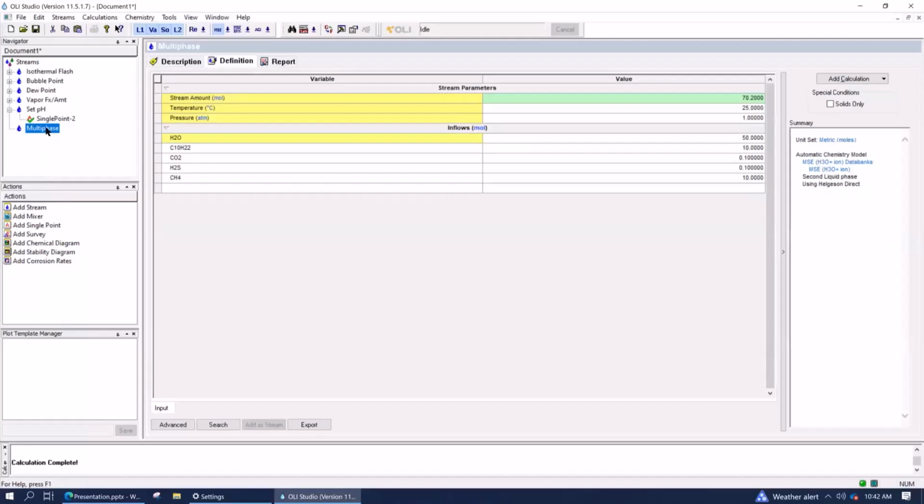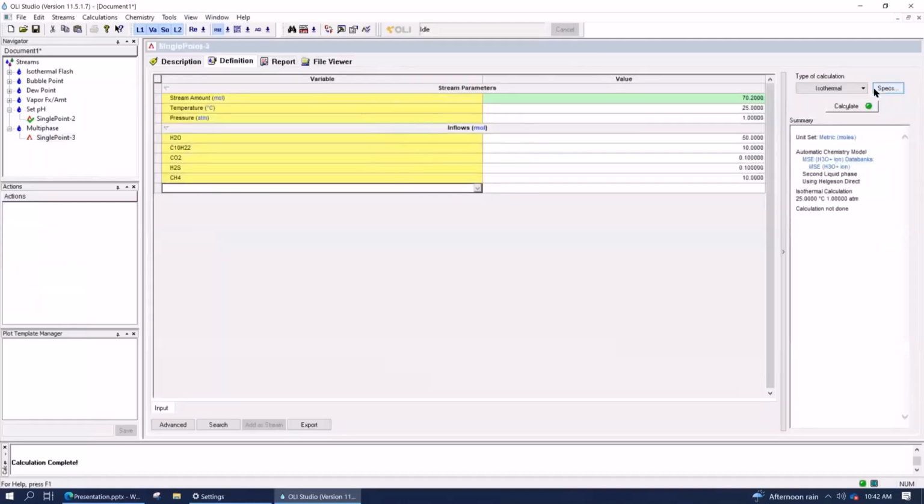Okay, cool. All right, so we've got the stream here, right? Again, the first step is to do a calculation. And again, all we're doing right now are single points. So click on single point. And notice, by the way, we haven't added the MEA. So we'll do that in the next step. Add your single point. Okay. Now, we're not going to add MEA yet.